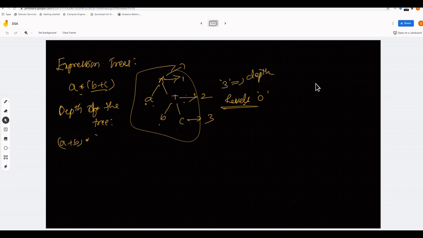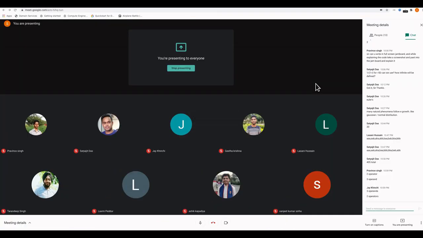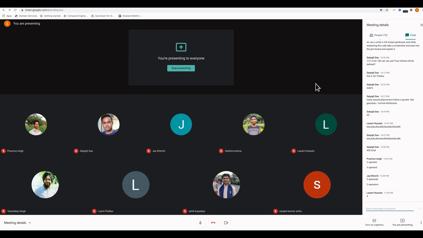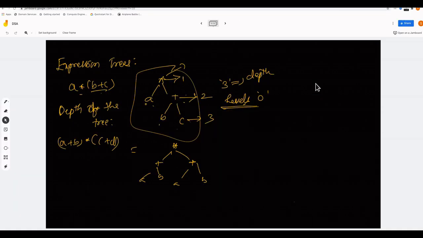Let's take a plus b star c plus d. What is the depth of it? A plus b star c plus d. Anybody? Obviously this will be star with plus on either side, so plus a b and plus c d. Not 4, I think it's 3. So it is star, plus and plus on either side, with a, b, and c, d below. So it is 3. Convinced everyone?